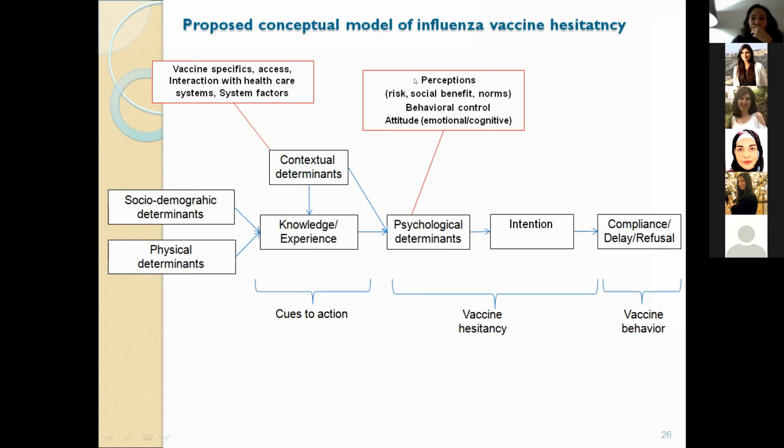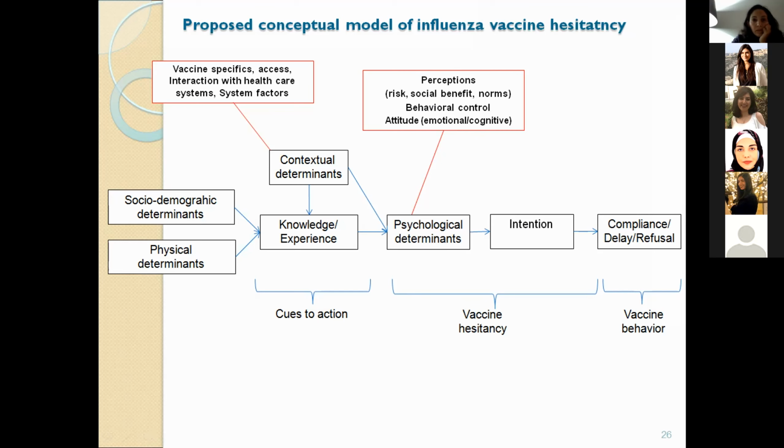They are comparing all these perceptions. They are comparing it against their behavioral control. They follow a certain attitude. It could be an emotional attitude. It could be a cognitive attitude. And it results in an intention. So this intention is when they decide, well, I should take it or not take it.